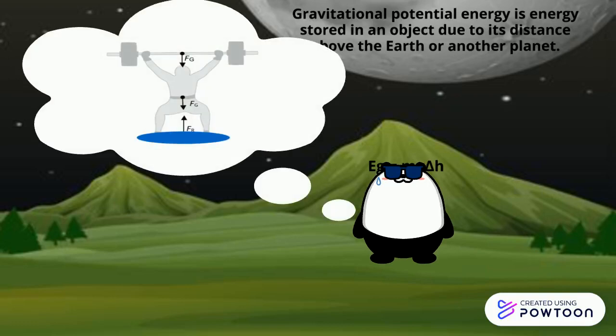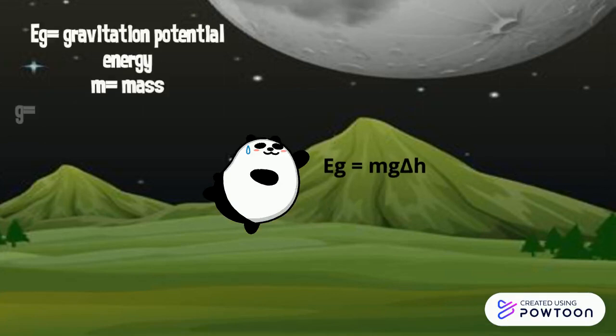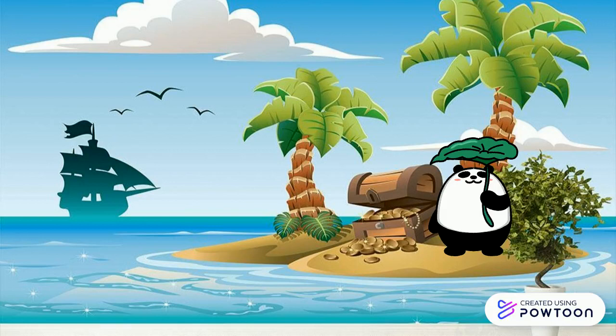You are working against the force of gravity when applying force to the weights. Therefore, work gets stored as gravitational potential energy. The equation for gravitational potential energy is as shown. Eg equals mg delta h, where Eg is gravitational potential energy, m is mass, g is the gravitational field constant, and delta h is height. Remember this for later. We are finally at the last destination, the conservation island.